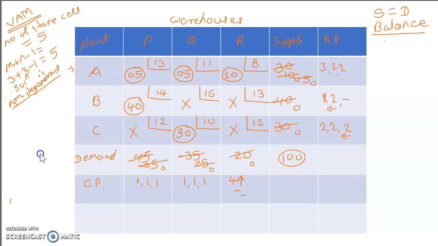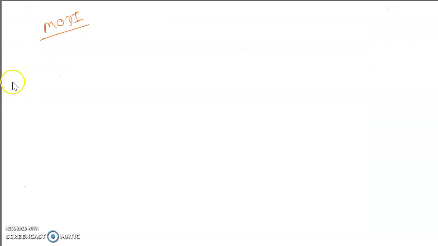If the solution is degenerate, then we are not going to proceed to check the optimality. Convert it into non-degenerate and then proceed. Right now the solution is non-degenerate, so we can check the optimality by the MODI method. For the MODI method, there are two stages. The first stage is for stone cells.